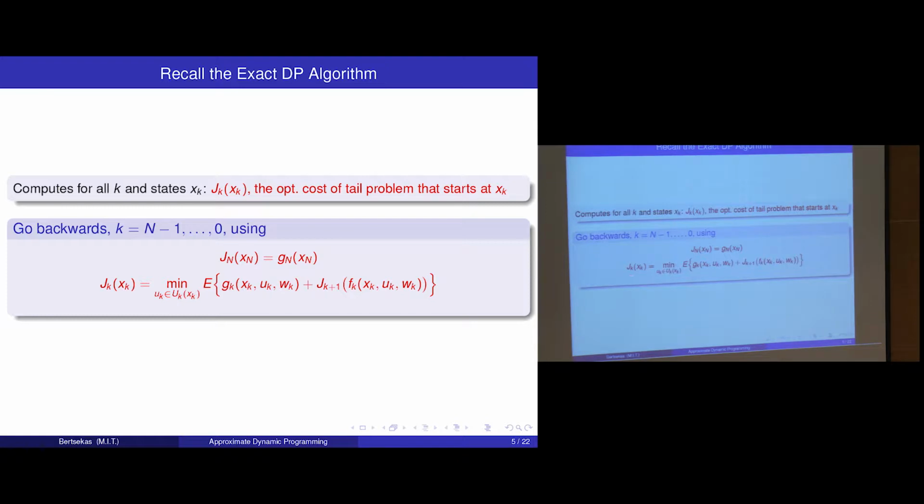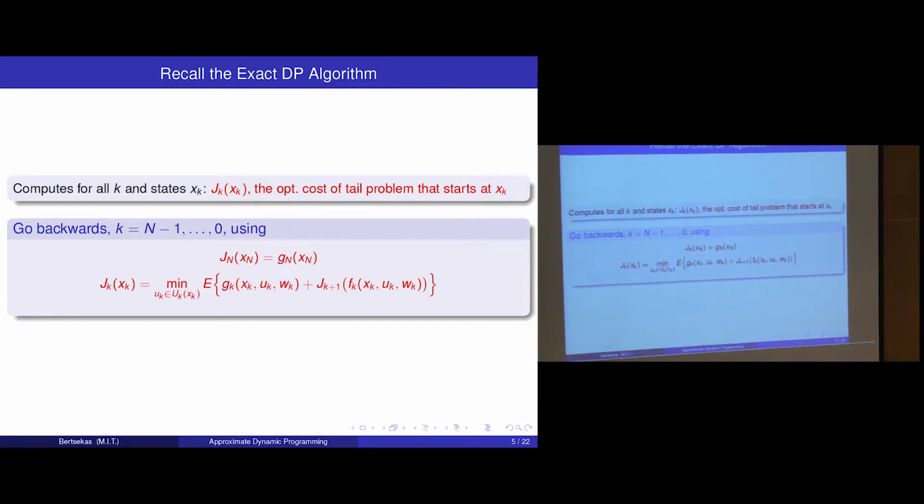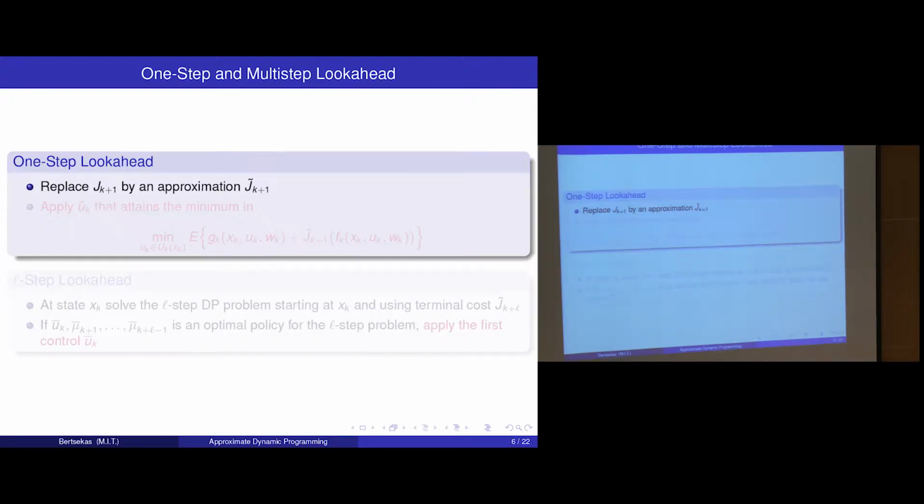And then at each time k, state xk, we form the sum of the current stage cost and the optimal cost to go at the next state, and take the expected value of that, because wk is random, and this becomes a number that depends on xk and also on the control uk. Minimization over uk gives a number that depends on xk. So we do that for every xk and k going backwards. It's a lot of computation, and this is what motivates approximations.